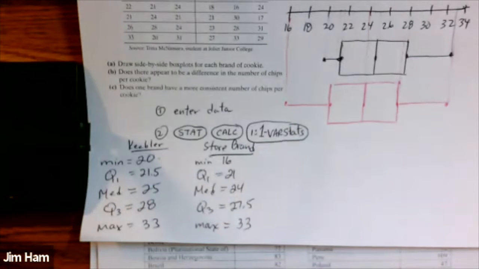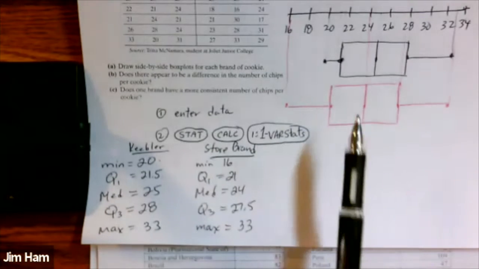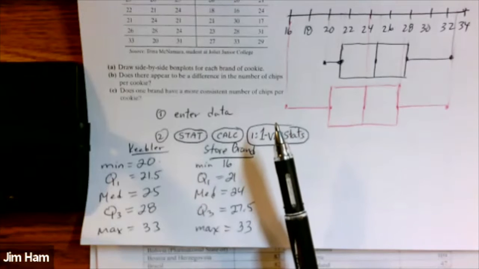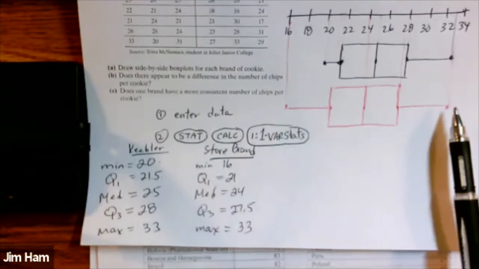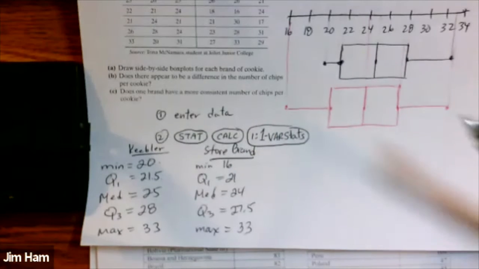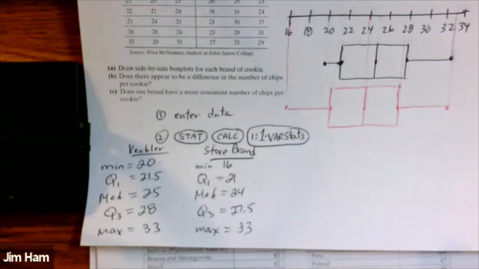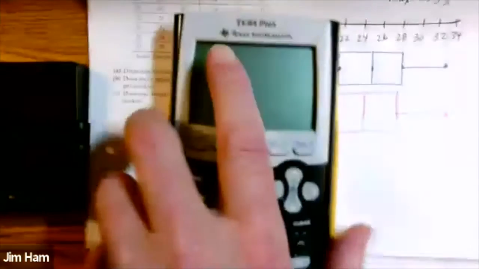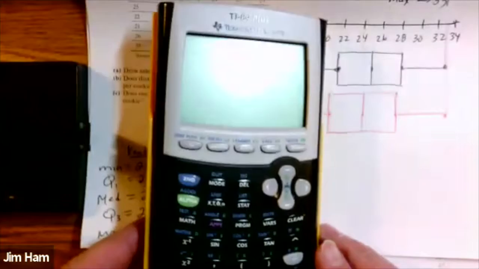And so we can compare the cookies, and we can say it looks like you could end up with some cookies that don't have a whole lot of chocolate chips in them. But in terms of the maximum, they have the same amount, and these boxes are just slightly shifted over from one another. So it doesn't look like the store brand cookies have a significantly lower number of chocolate chips. Maybe a little bit, but it's not really significant. So the calculator constructs a box plot, and you can do it by hand.